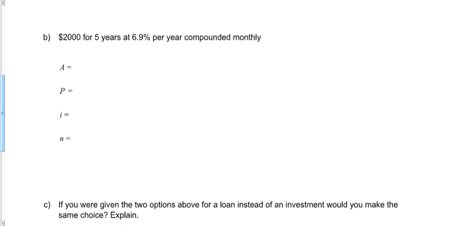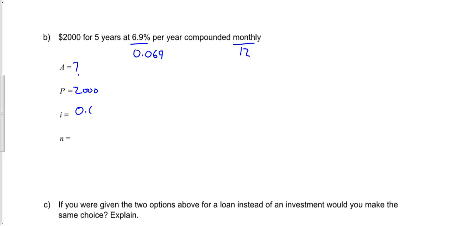So again, I've got the same $2,000 that I can invest in principal. I'm still trying to figure out my final value. Also, I'm going to invest for 5 years, except this time they're giving me 6.9%, which is 0.069 as a decimal. And this one's compounded monthly. So in this case, compounded 12 times per year.